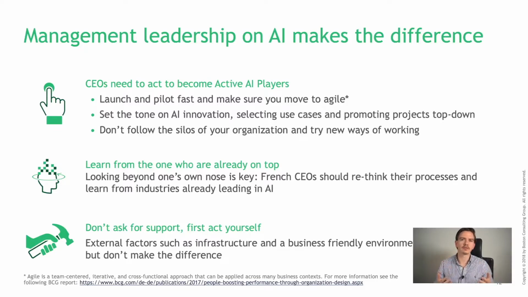And of course, this is a study, so they want to give a recommendation of what they should do. They say, okay, we have 3 recommendations. CEOs need to act to become active AI players. They should learn from the ones who are already on top. Then they don't ask for support. First, act yourself. Those are the 3 recommendations.